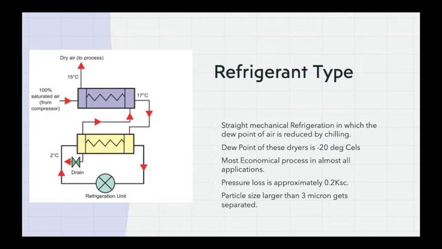Now this is one of the most economical types of separation, and the pressure loss is almost 0.2 ksc, and all moisture particles greater than 3 microns get separated during this process. So in the next slide I will be discussing another type of dryer, that is the adsorption type drying.